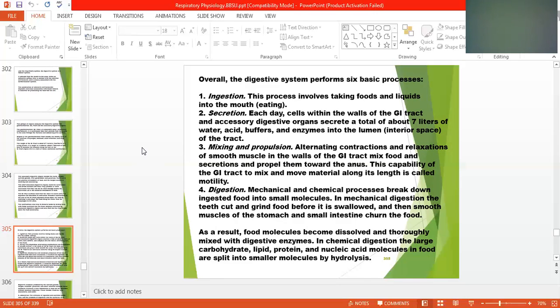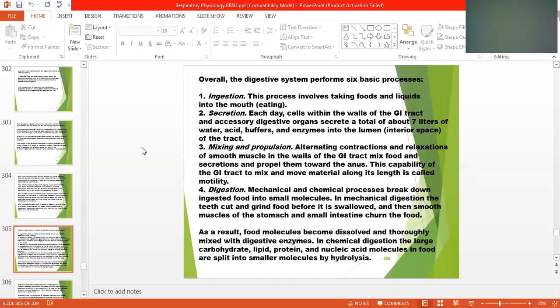The third stage is known as mixing and propulsion. Alternating contraction and relaxation of the smooth muscles in the wall of the GI tract mix food and secretions and propel them toward the anus. This capability of the GI tract to mix and move material along its length is called motility.